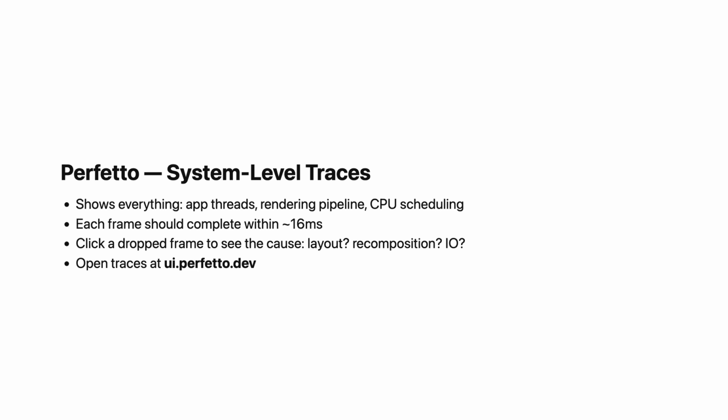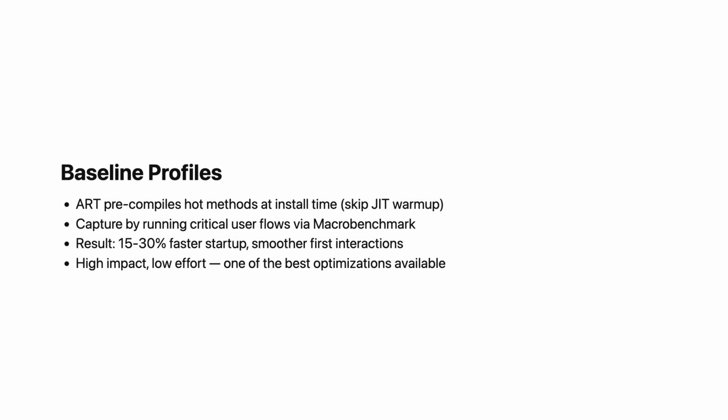Let me talk about a newer tool that is often misunderstood: baseline profiles. Remember how we discussed ART's JIT compiler? When your app first launches, ART interprets bytecode and gradually JIT compiles hot methods. This warm-up period makes your app slower on first launch. Baseline profiles let you specify which methods ART should pre-compile ahead of time.